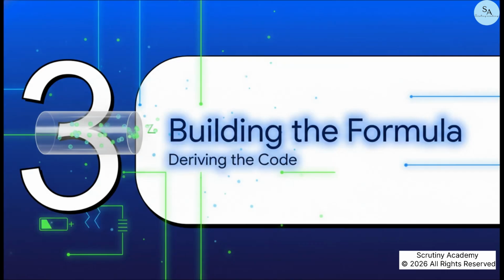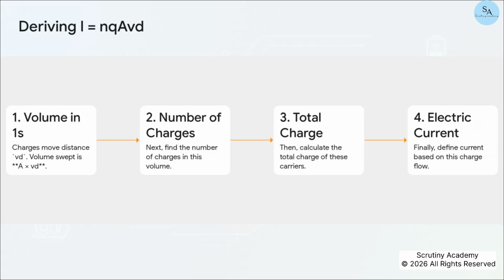Now, what's really amazing is that we can describe all of this microscopic action with one single, incredibly powerful formula. But look, we're not just going to memorize it. No way. We're going to build it step by step so you understand exactly where it comes from. Okay, step 1. Let's imagine a small cylinder or slice of the wire. In just 1 second, the electrons will have drifted a certain distance, right? We'll call that distance v_d. So the volume they sweep through is just the area of the wire, A, times that distance, v_d.